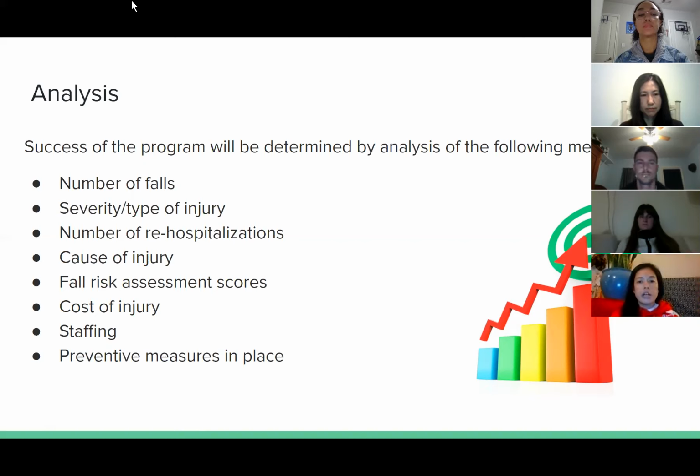Or was there another cause or probable cause of the fall, such as the medications, previous injuries, altered mental status? We also want to know, was the resident receiving assistance at the time of the fall or no assistance? Was it witnessed or unwitnessed? And we'll also be analyzing the fall risk assessment scores. Was the resident a fall risk?